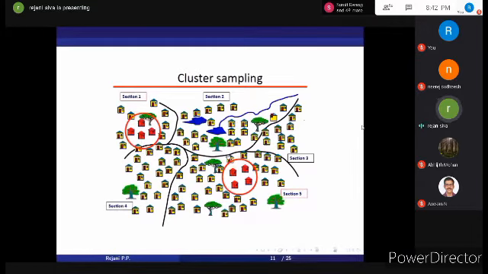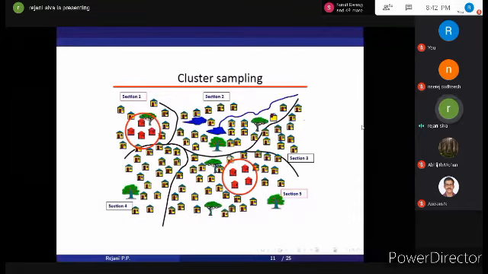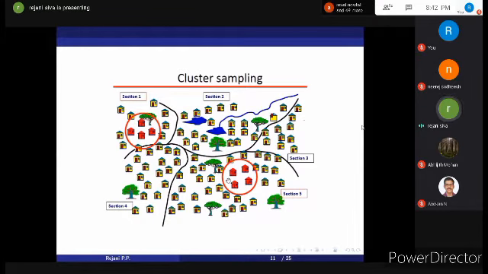Here, actually, we have two types of cluster sampling: single stage cluster sampling and multi-stage cluster sampling. In single stage cluster sampling, if one cluster is selected, every element of the cluster will be selected for the study. In multi-stage cluster sampling, some of the elements, that means simple random samples, will be selected from the selected clusters for the study purpose. That's the main difference between single stage and multi-stage cluster sampling.